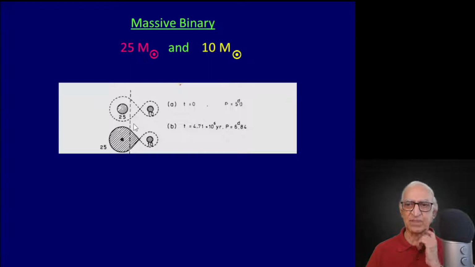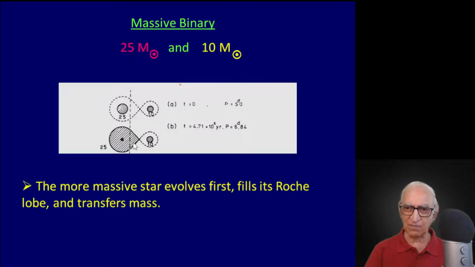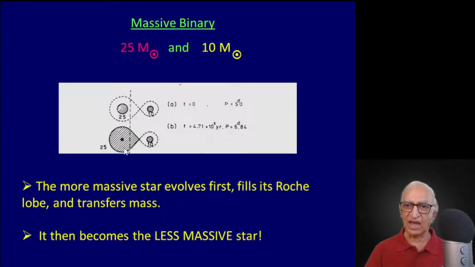So now let us pick up the story. The more massive star is the 25 solar mass star. Therefore, it will evolve faster and it will fill the Roche lobe as is shown over there. At that point, it will transfer mass to the companion star. And as it transfers mass to the companion star, the more massive star will suddenly become the less massive star, and the less massive star will become the more massive star.